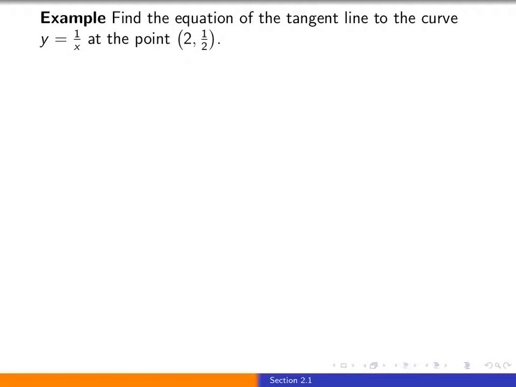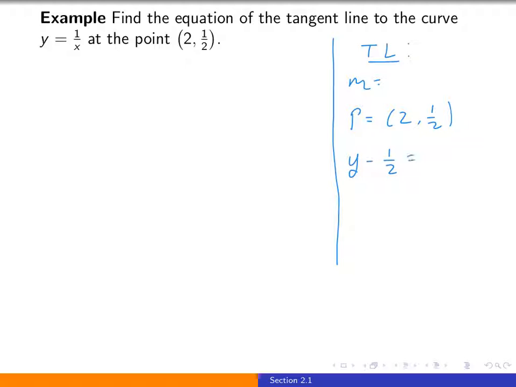So let's find the equation of the tangent line to the curve y equals 1 over x at the point (2, 1/2). Alright, so similar to our previous example, for the tangent line, in order to write down its equation, we need a slope and we need a point. We have the point (2, 1/2), and once we find the slope, we can plug that into the point-slope form of a line to have the equation of our line.